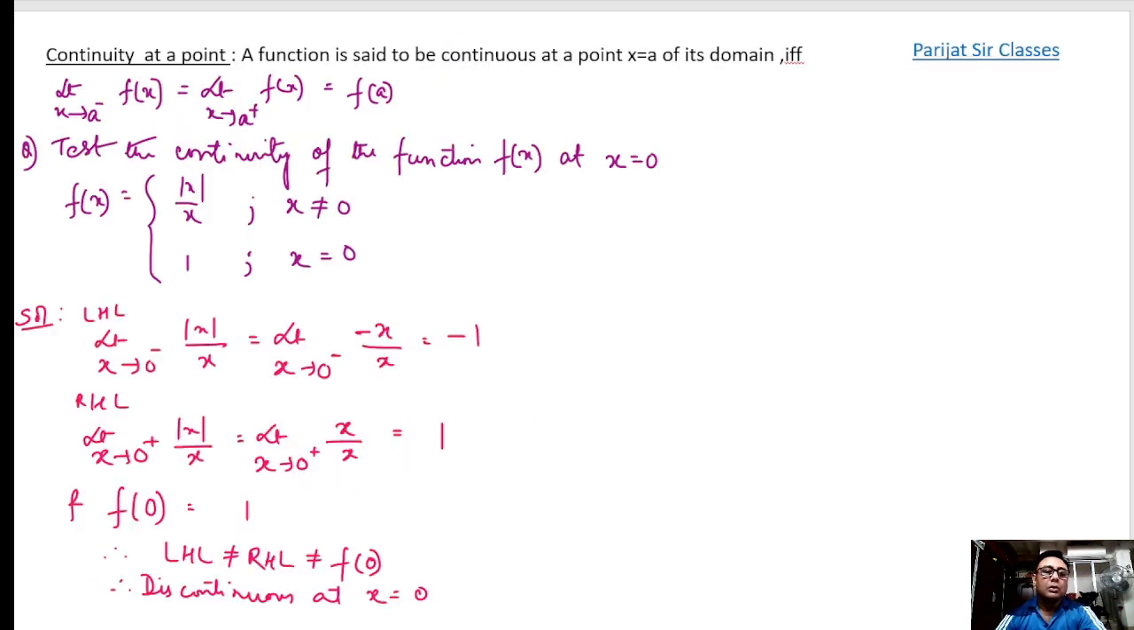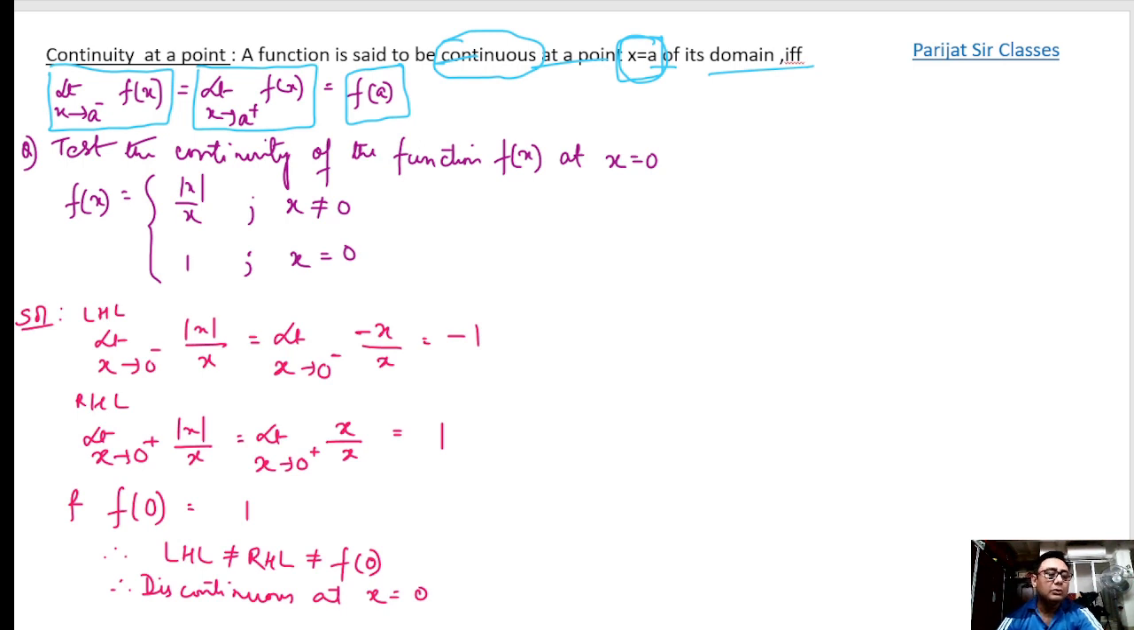As you can see, continuity at a point. A function is said to be continuous at any point x equal to a if, please watch here, the left hand limit of the function is equal to the right hand limit of the function, and is equal to the value of the function at that particular point.